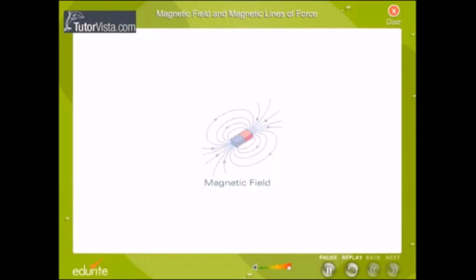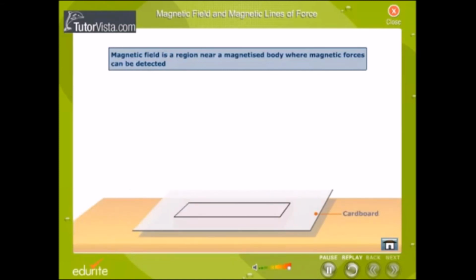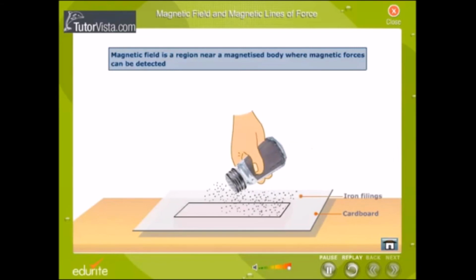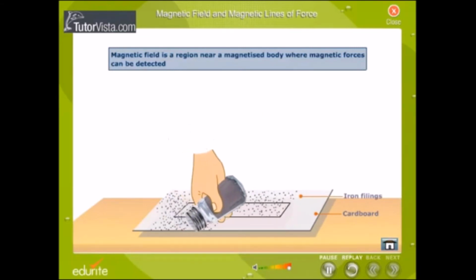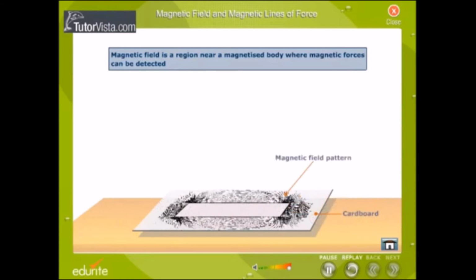Magnetic field lines. Magnetic field. Magnetic field is a region near a magnetized body where magnetic forces can be detected. Let us understand the concept of magnetic field with the help of an activity. Place the cardboard over a magnet. Sprinkle some iron filings on the cardboard. Tap the cardboard gently. We observe that the iron filings align themselves in definite patterns. These patterns indicate the magnetic field of the magnet.